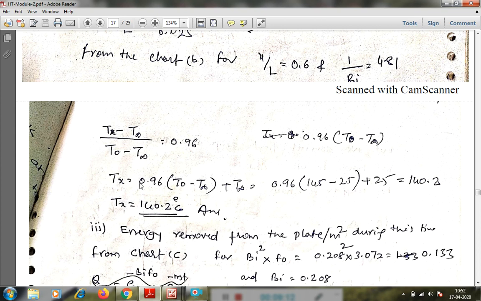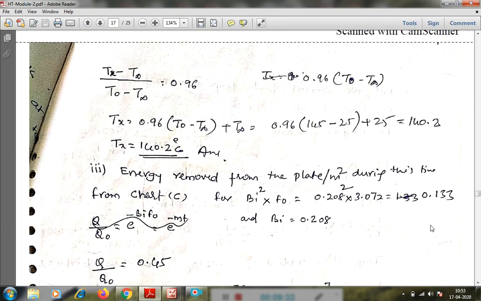Then again, if you simplify this equation for Tx, it is 0.96 times (T0 minus T infinity) plus T infinity. That is 0.96 times (145 minus 25) plus 25, which gives 140.2 degrees Celsius as the temperature at a distance of 1 centimeter from the surface. Then the third one: energy removed from the plate per meter square during this time. For the particular 2 minutes of time, what will be the energy removed?